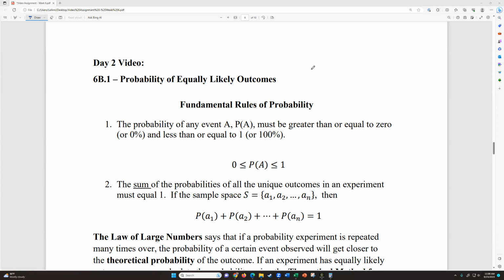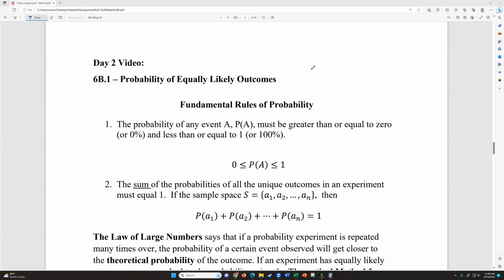Alright, this is our week 6, day 2 video, and we're switching gears. So now we're going to be talking about probability. We've done all of our conversion things that we needed to do, and now we're moving on to our next topic. How do we calculate probability? There's a few things we need to go over before we can do that.